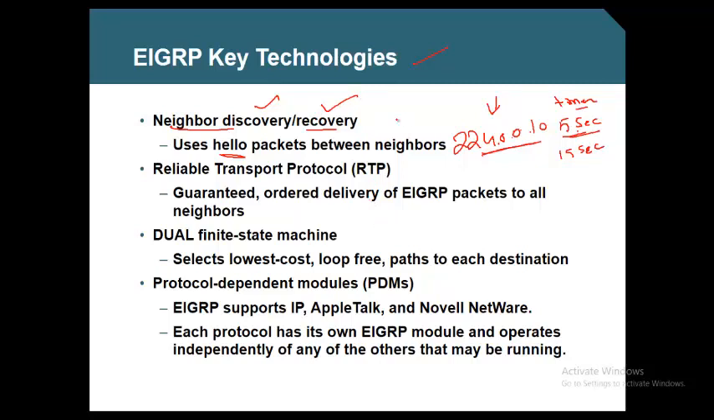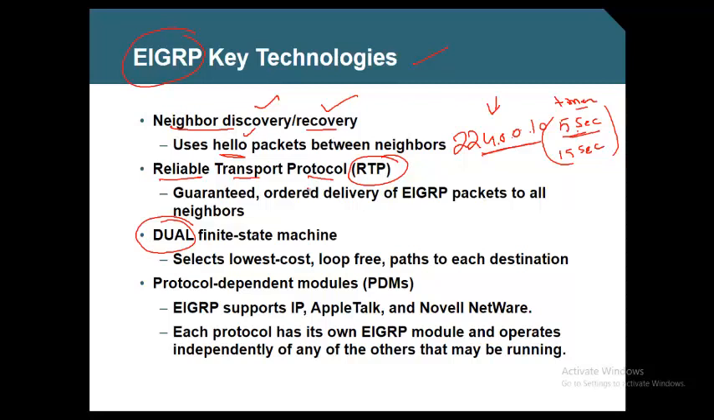So neighbor discovery and recovery is through hello packets. How often is it sent? 5 and 15. Now, when you enable EIGRP, not only does the DUAL algorithm get enabled, there is also another protocol called reliable transport protocol that gets enabled.